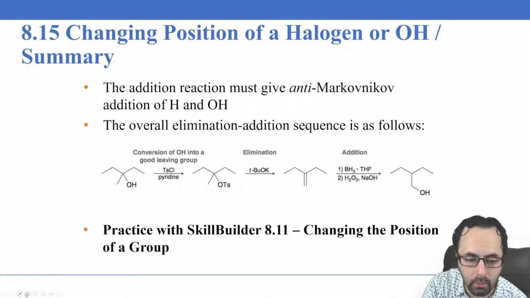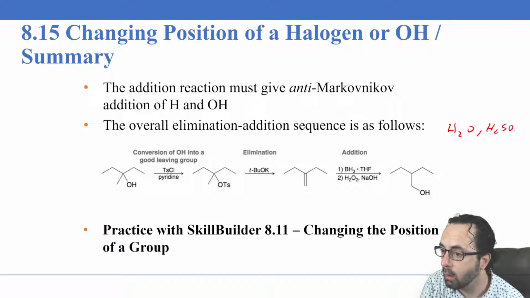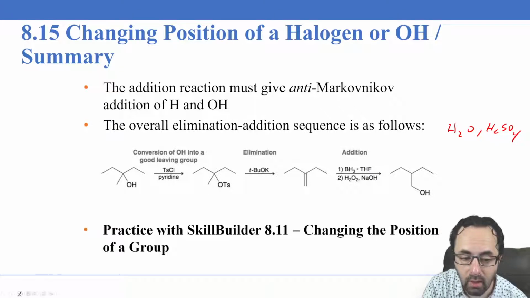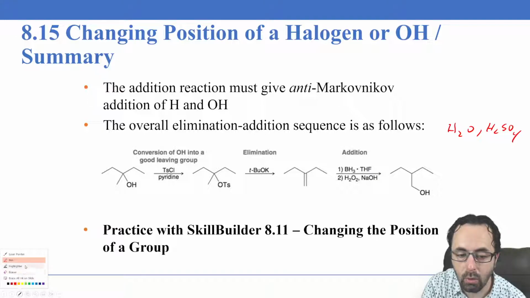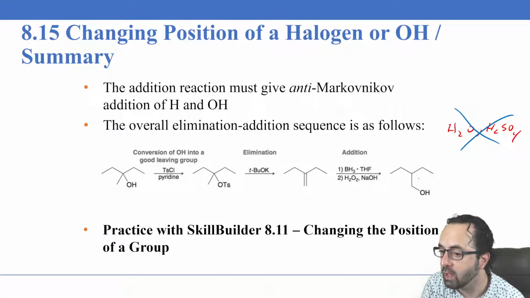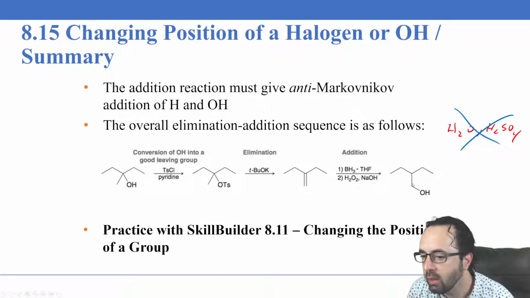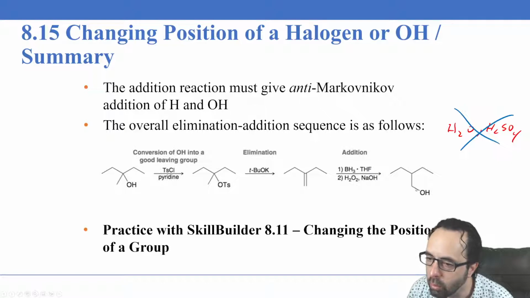Notice we're not using the acid catalyzed hydration, H2O, H2SO4. We're not doing that because that would not give us the product that we're looking for. That would give us the OH attaching in the more substituted position. That would put it right back where it was before. And we don't want that. So we want the anti-Markovnikov addition. The oxymercuration, demercuration also wouldn't work because that would also produce the Markovnikov product, but we want the anti-Markovnikov product.